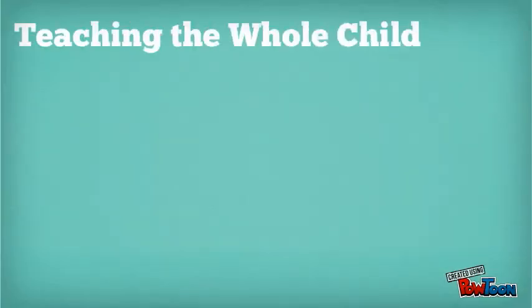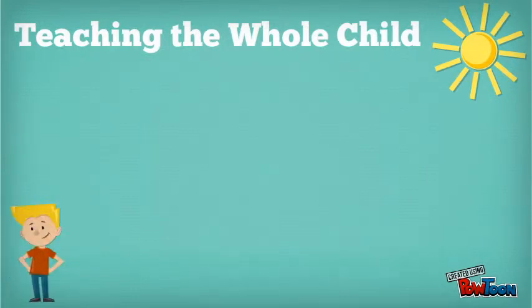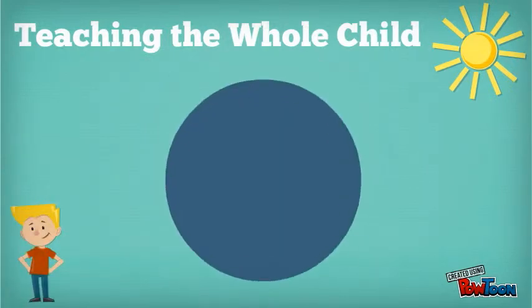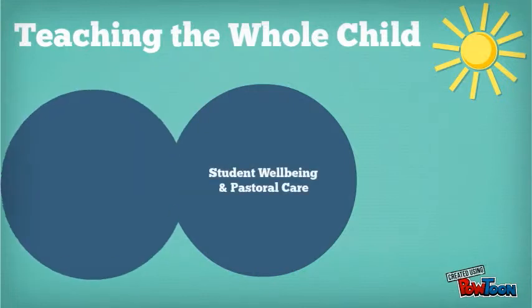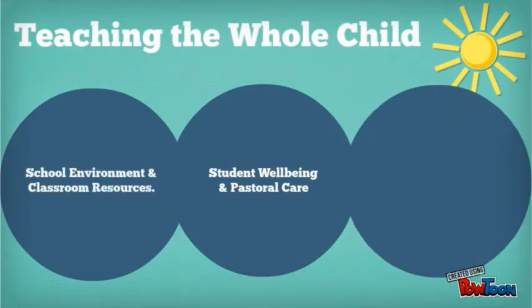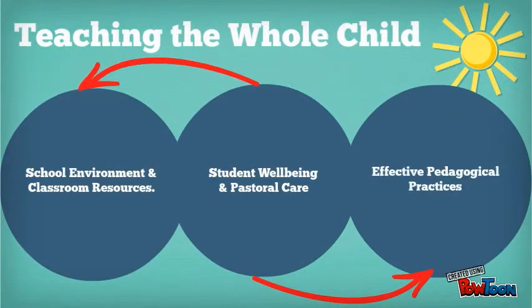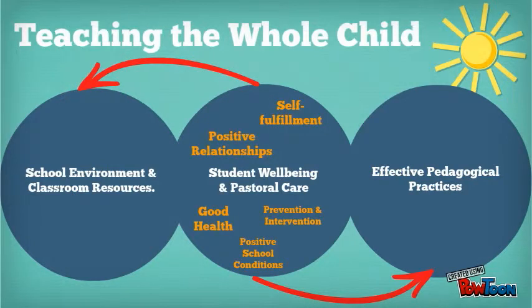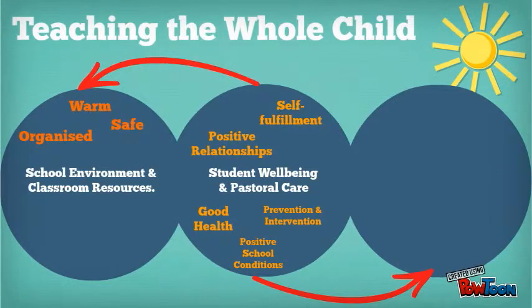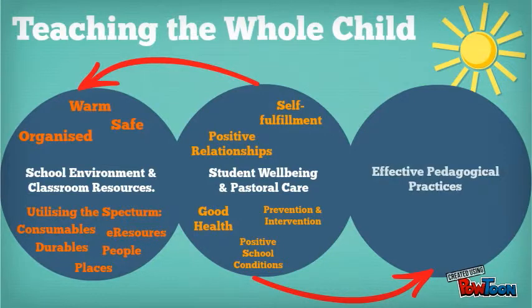In summary, to teach the whole child, a holistic approach is required, as it sets up a continuous feedback loop that enables better outcomes for students, thereby creating consciously living beings. This encompasses student wellbeing and pastoral care, which enables teachers to effectively attend to children's needs, the school environment and resources, which feeds back into students' wellbeing and academic outcomes, and finally, effective pedagogical practices vary in styles and are as diverse as the student body itself.